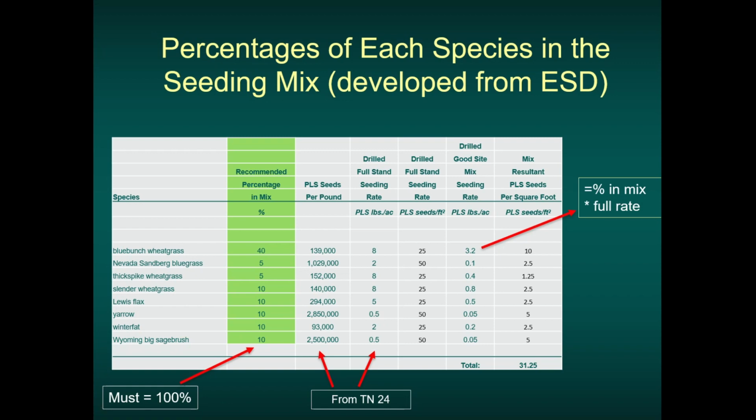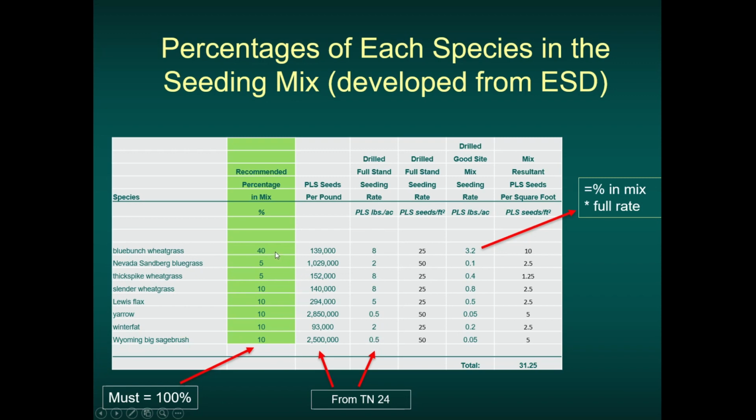So here we get into the actual calculations. This is our mix from earlier. We've got, again, 40% bluebunch, 5% Sandberg, Nevada bluegrass, 5% thickspike, and 10% slender, Lewis flax, yarrow, winterfat, and sagebrush. Now these should add up to 100%. If you're going to make seeding rate adjustments, don't change the percentage because your percentage can't be more than 100%. You would change the seeding rates over here.